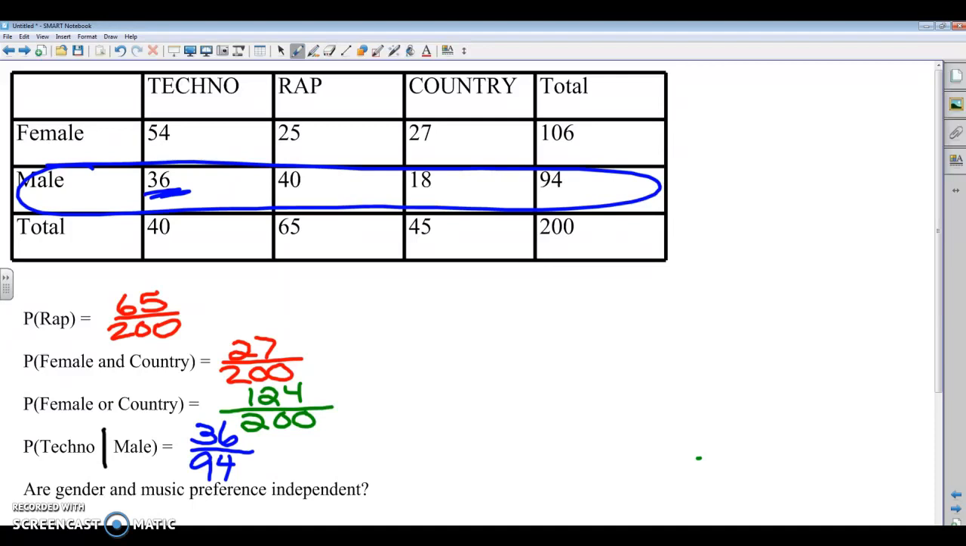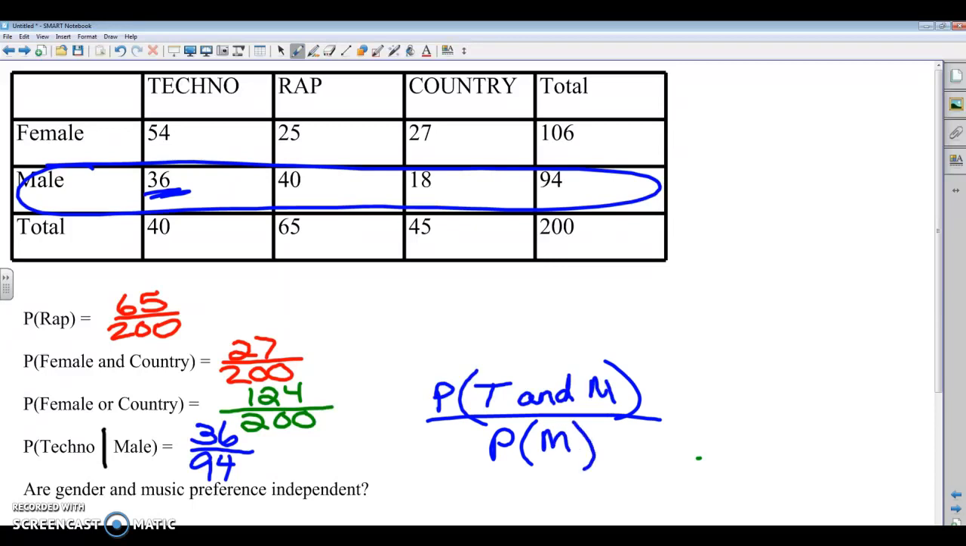If I were to do the formula, I would need the probability of techno and male divided by the probability of picking a male. Now notice from my table, the number of people that like techno and are males is 36 out of 200. And the probability of picking a male, well, there's 94 males out of 200. And notice the 200 in both denominators cancel, leaving me the 36 out of 94.